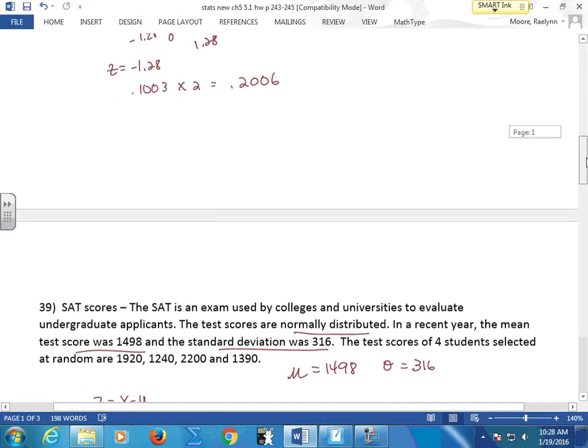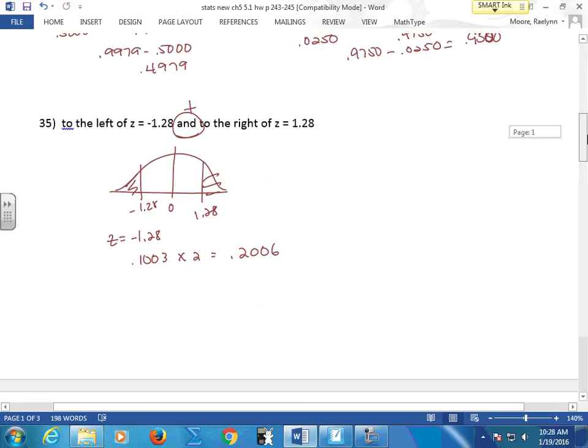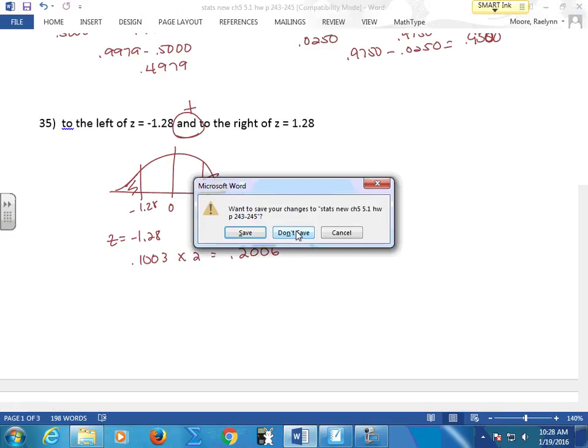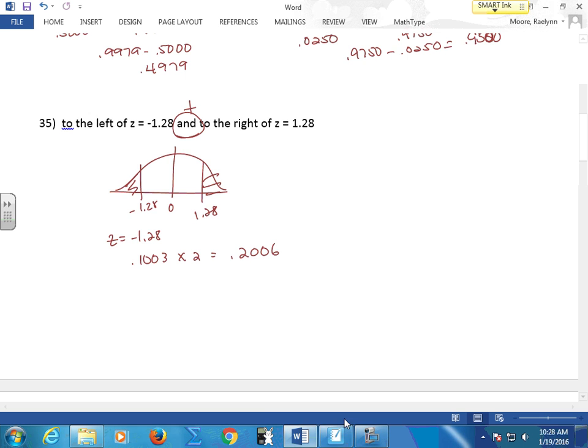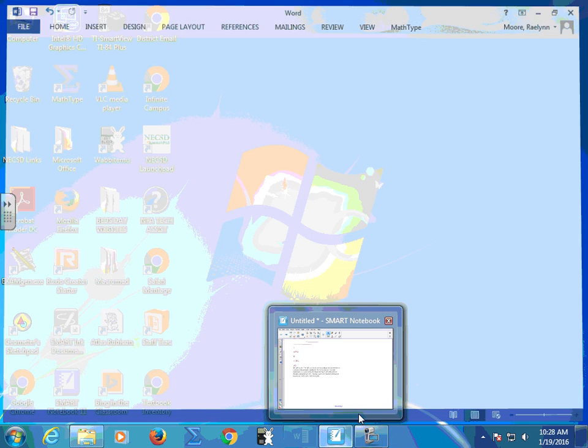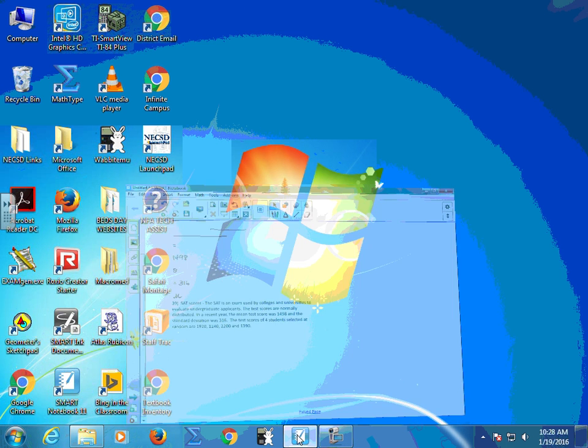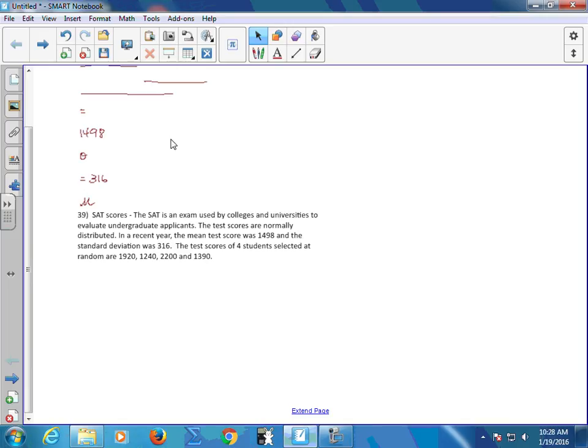Good? Questions at all? All right. Tomorrow, I'm going to give you ones that look like this, so that you're going to have word problems.